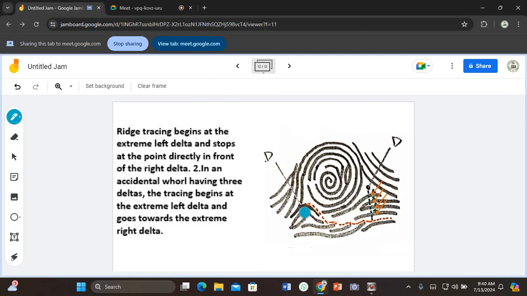What we need is the tracing. You just draw a line. You start drawing a line from the delta and move it along the ridge. If the ridge stops, then you start on the next following ridge. If that one stops, you start from the next one also, until you get to a place that is opposite the delta. Then you count the ridges between them, and that will tell you whether it is an outer whorl or inner whorl.